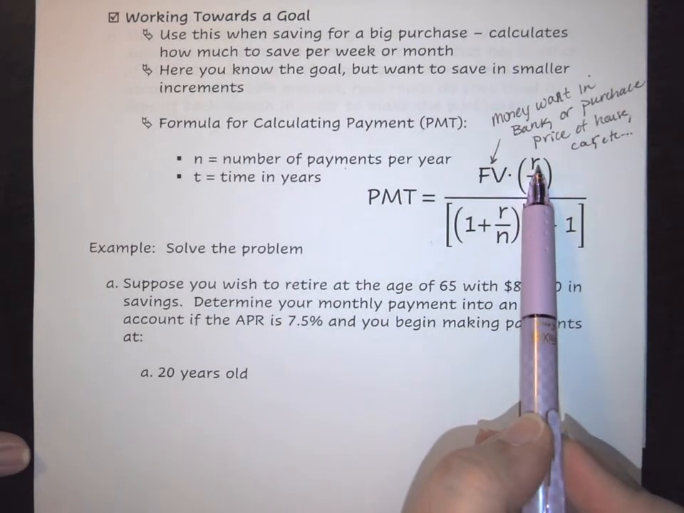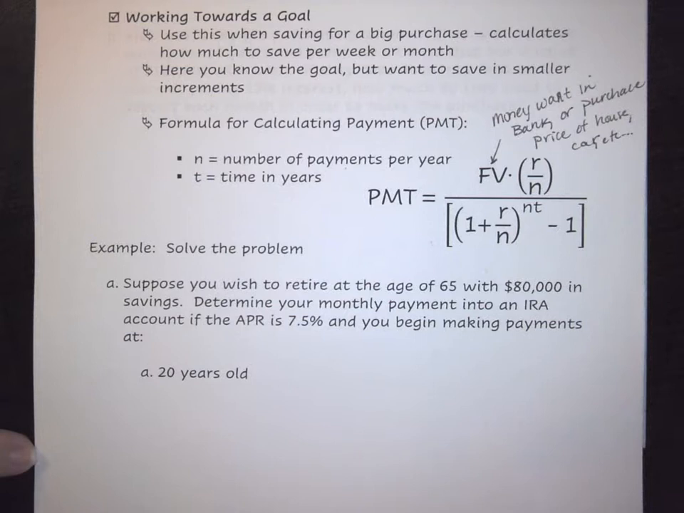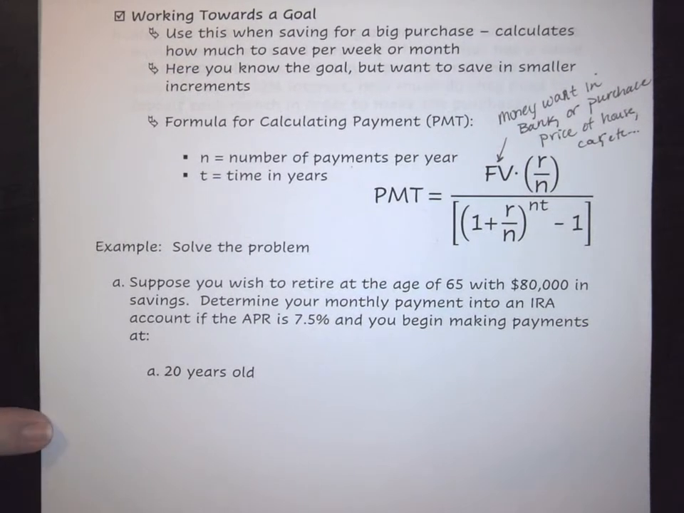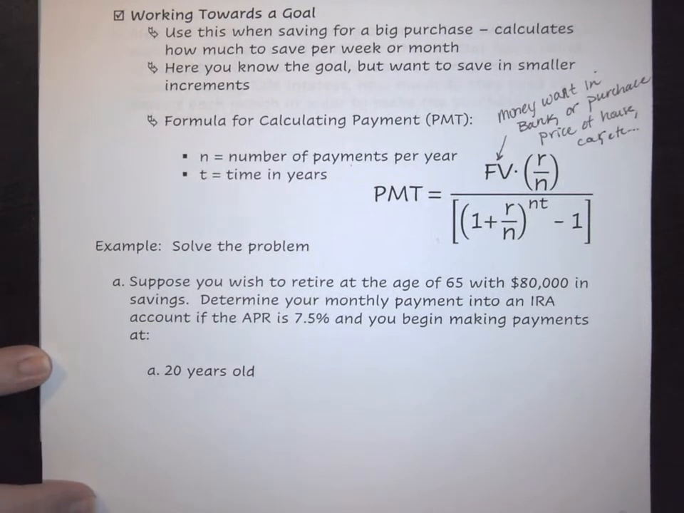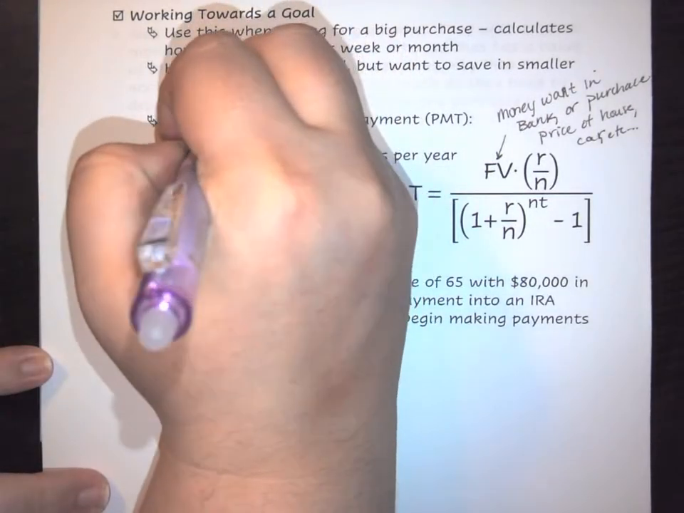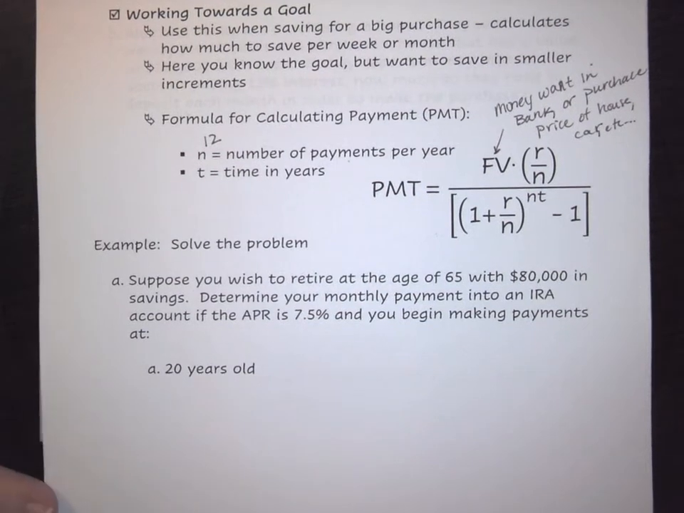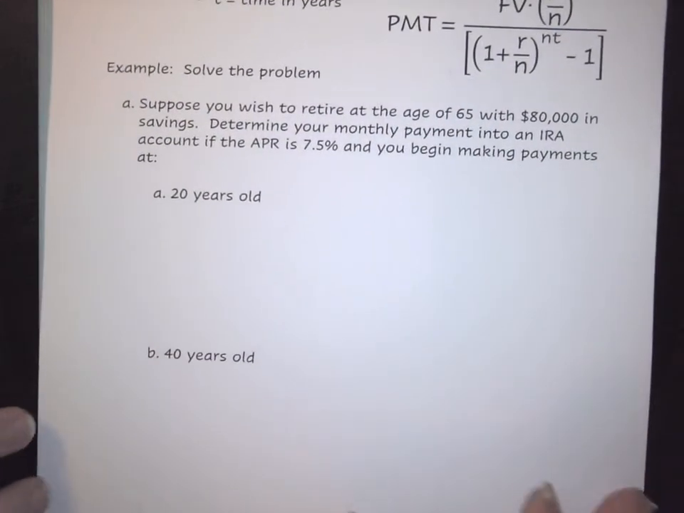The R is your rate, and N stands for the number of times per year that you are going to make your payments. Most of the time, N is going to represent 12 because usually the payments that we make are monthly payments. So it's usually safe to assume that N is going to be 12. And then T is in years. So you always want to make sure that whatever the time is you've been given, you convert it over into years. So let's go ahead and take a look at this first example.